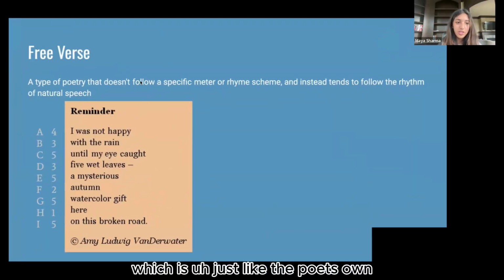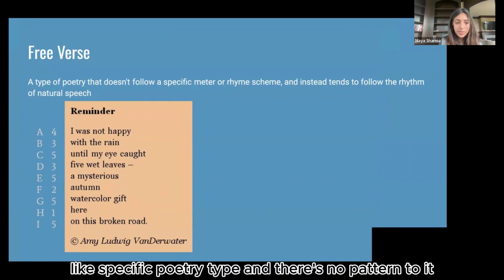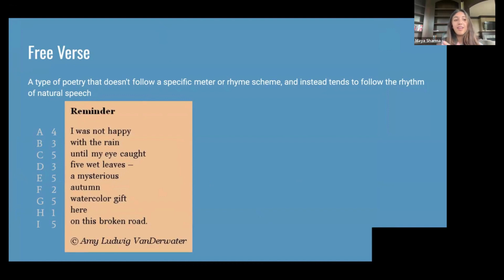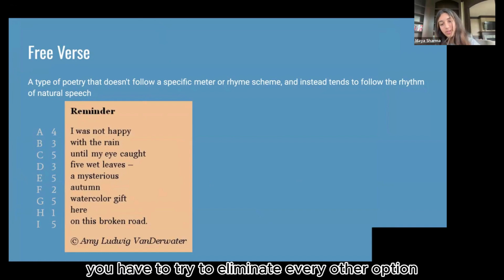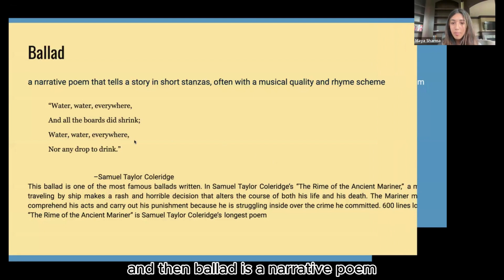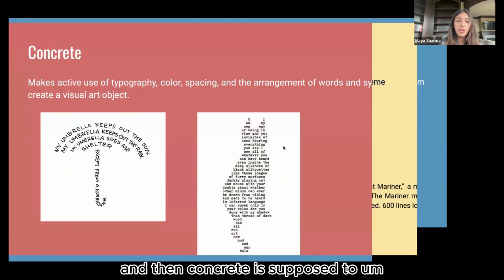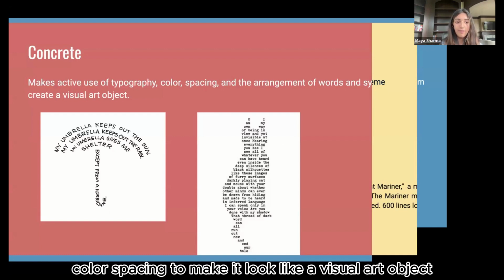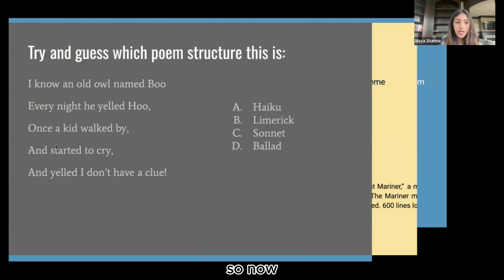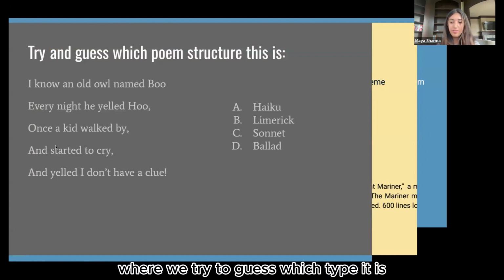Then we have free verse, which is just the poet's own specific poetry type, and there's no pattern to it. It's important to note that when we're playing this game, it likely won't be free verse. You have to try to eliminate every other option to determine if it's free verse. Then a ballad is a narrative poem with a musical quality to it. And concrete poetry makes active use of color and spacing to make it look like a visual art object. So now let's play this game where we try to guess which type it is.